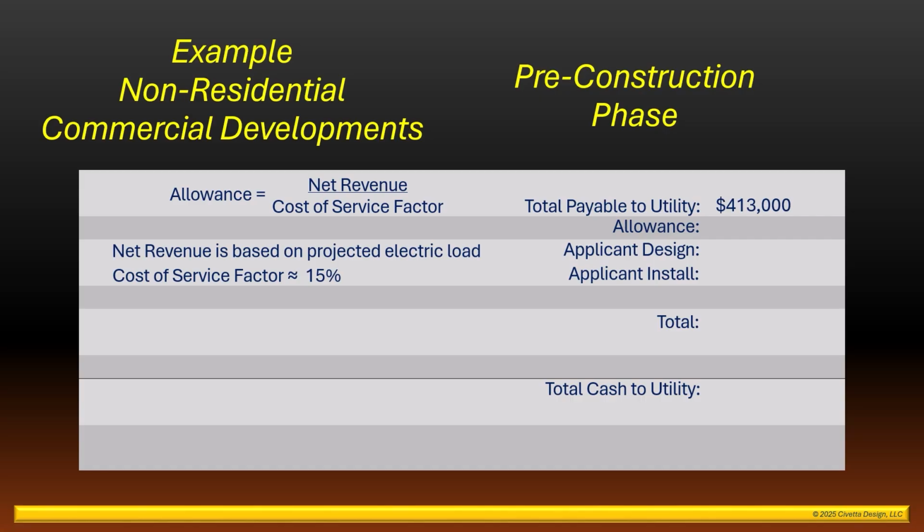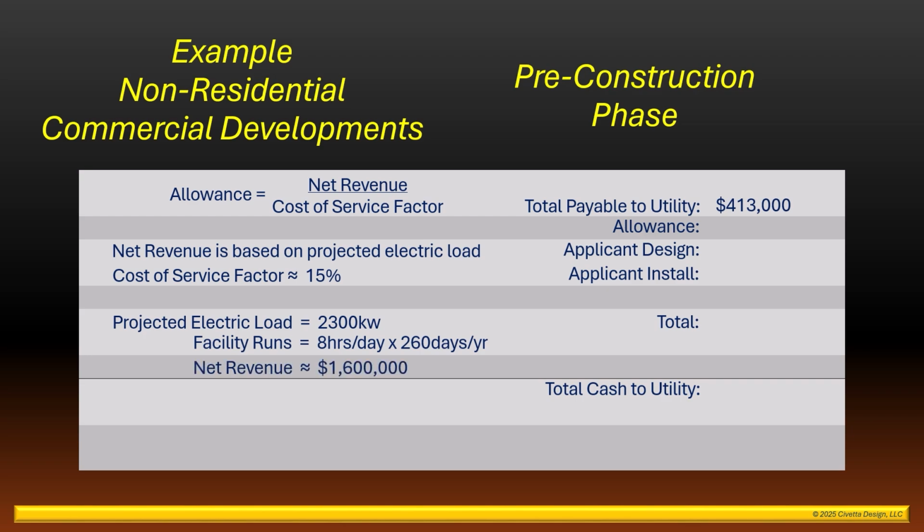Now let's assume our applicant's projected electric usage for the new commercial facility to be 2,300 kilowatts. The facility runs 8 hours per day, 260 days per year. Given the current electric rates, this results in an anticipated utility revenue of about $1,600,000, divided by the cost of service factor of 15% results in an allowance of about $245,000.